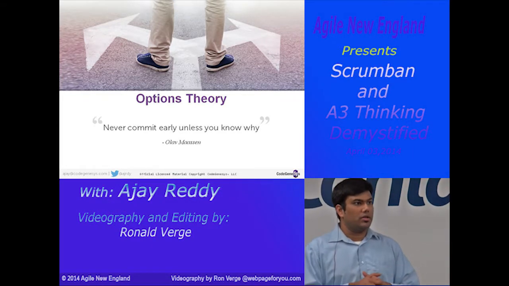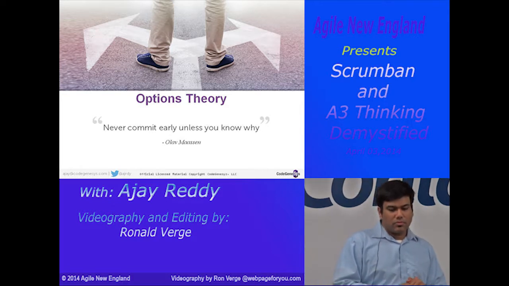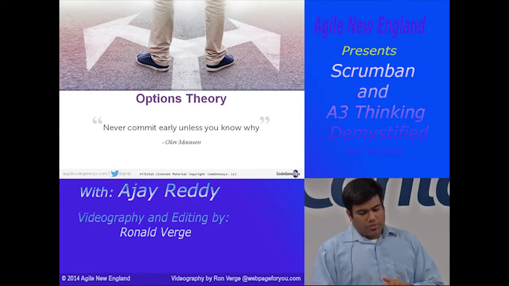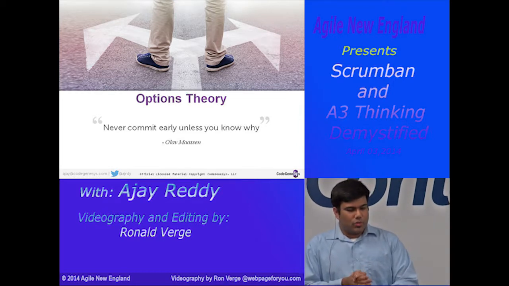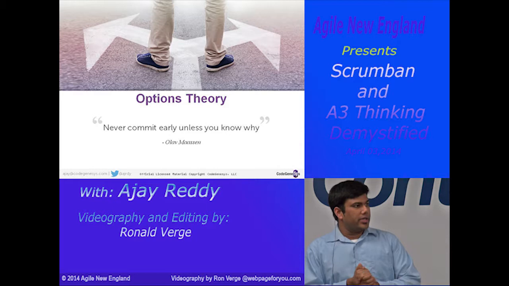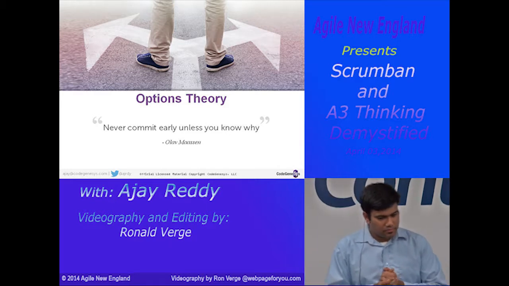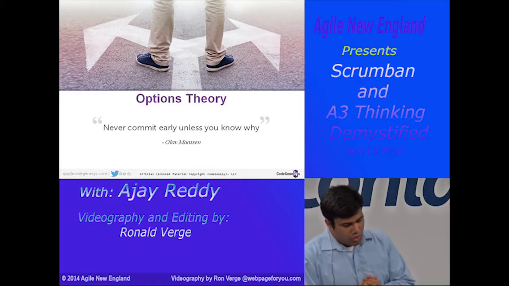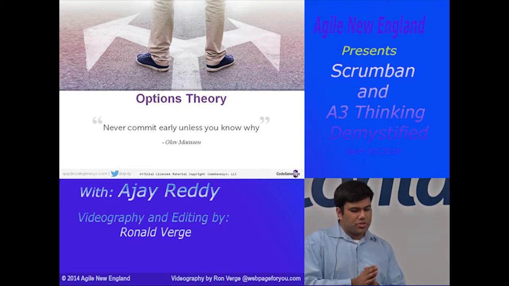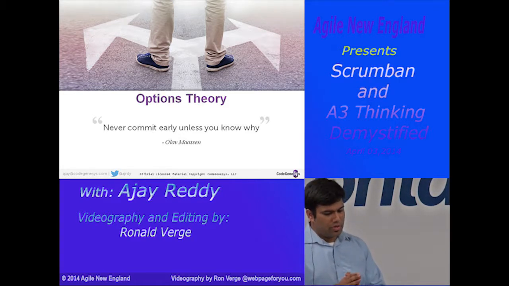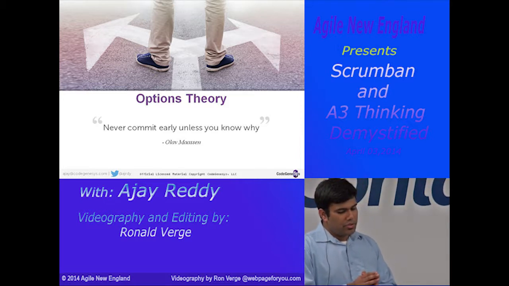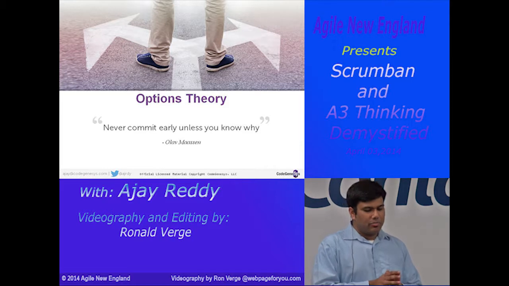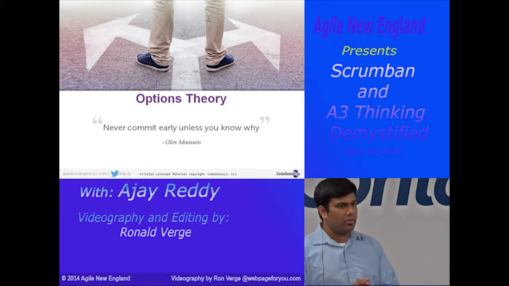Rally, I know, was working on that. So options theory, another model. I love this Olaf Maassen quote: "Never commit early unless you know why." What Olaf is trying to teach is don't constrain yourself before you have to, and don't constrain yourself unless you know why. By using this approach, you can feel good that you made a good effort to make the best decision at that point in time with the information you have available.